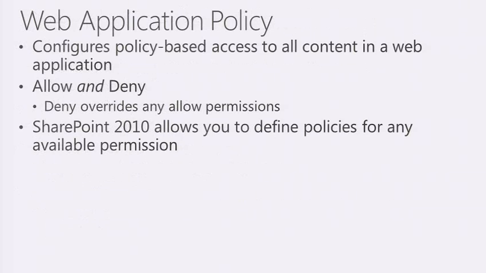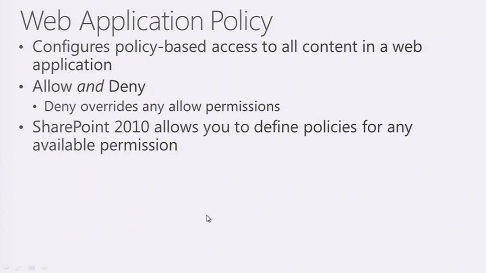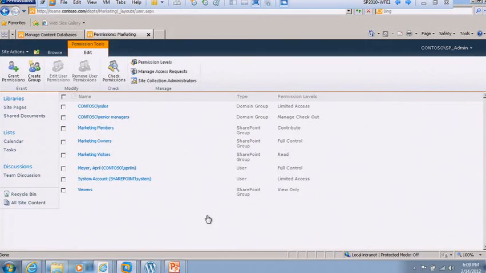Now, there's another place where you can apply security in SharePoint, and that is at the web application level. So what we've been doing so far is from the top level site down in a site collection, but the web application itself also has a type of security called web application policy. And web application policy does, in fact, allow you to deny a permission. So let's take a look at web application policy and talk through some examples of why you might use it.